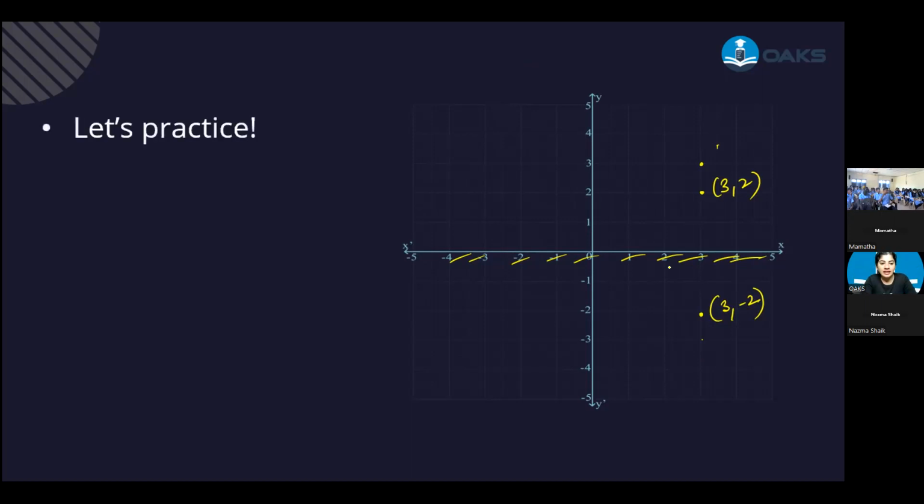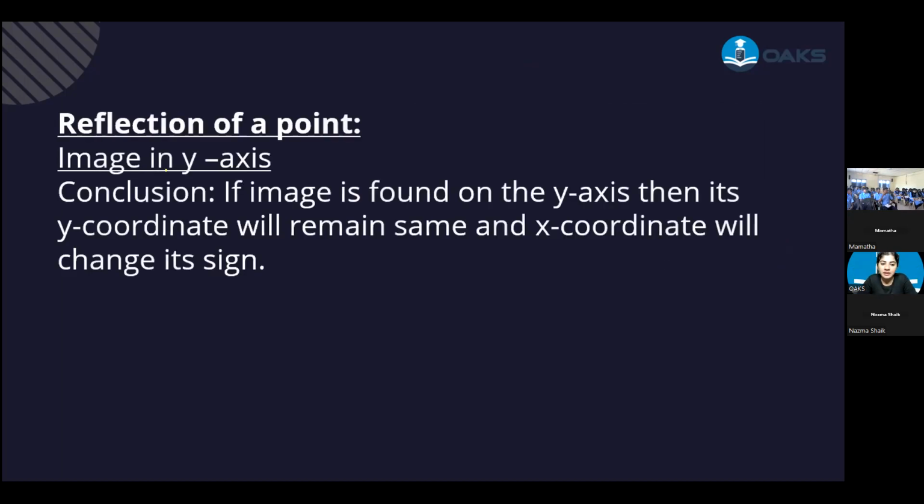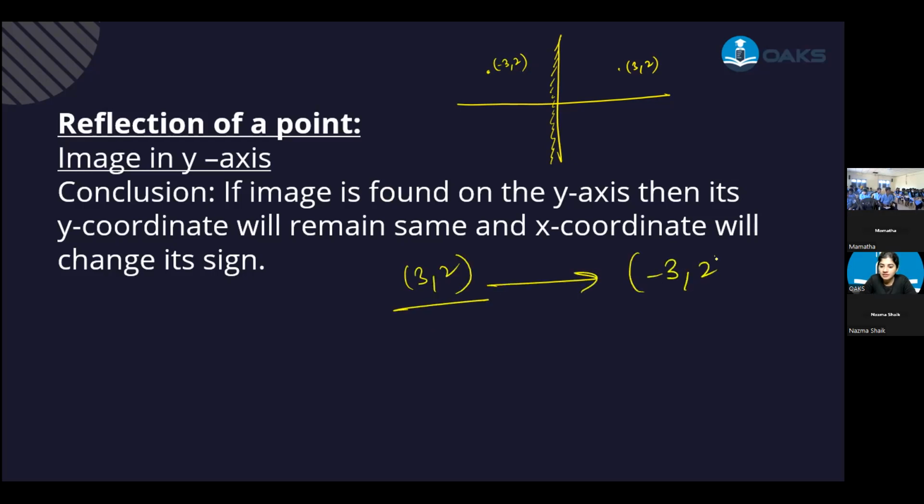Now let's move on to the next rule that says if the image is in the y-axis. Now if we have a point 3 comma 2 here and we have to find its image in the y-axis, right? Now the y coordinate will remain the same and the x coordinate will change its sign. That means it becomes minus 3 comma 2. Is that clear? Yes, madam. 3 comma 2 in the y-axis will become minus 3 comma 2. The y coordinate will remain the same and the x coordinate will change its sign. Is that clear? Yes, madam.